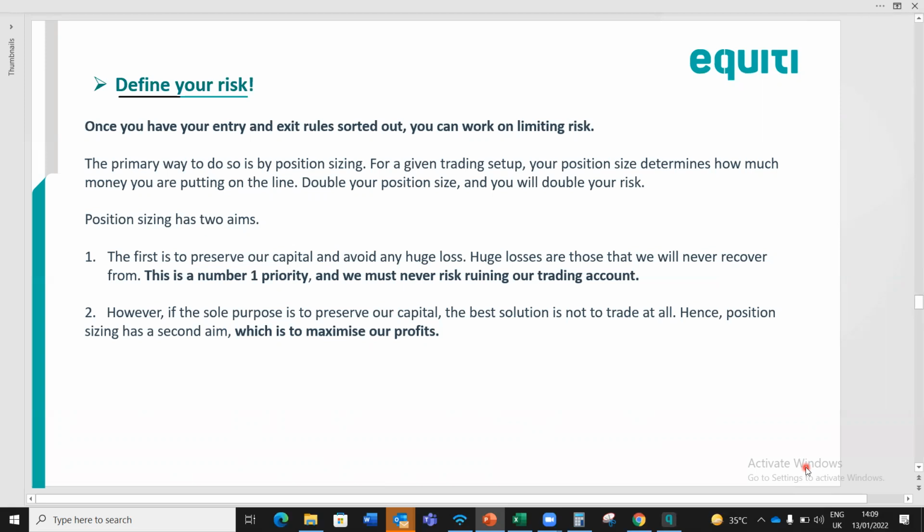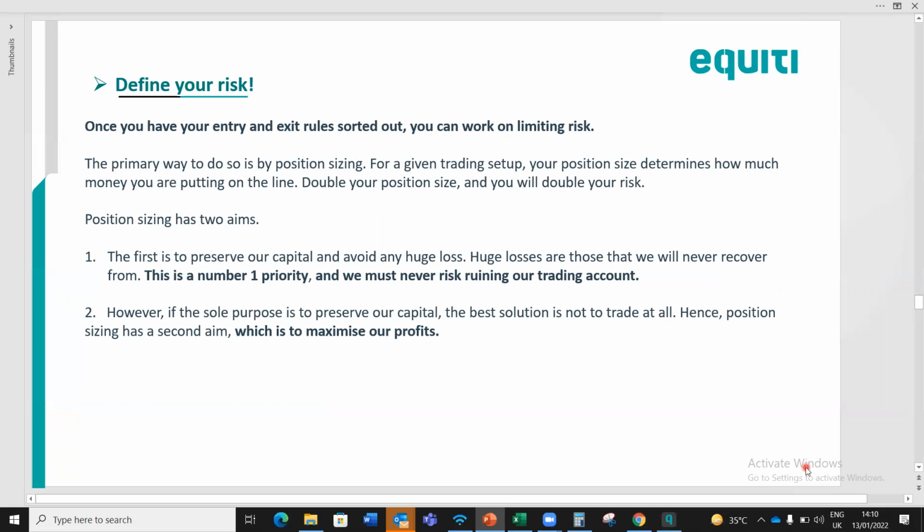Okay? Now, position sizing has two aims. Number one is to first preserve our capital and also avoid huge losses. That is the first aim of position sizing. Now, huge losses are those that we will never recover from, or it will take a longer time before we recover from. This is a number one priority, and we must never risk ruining our trading account. So the number one priority in trading is never risk so much to lose your entire account.